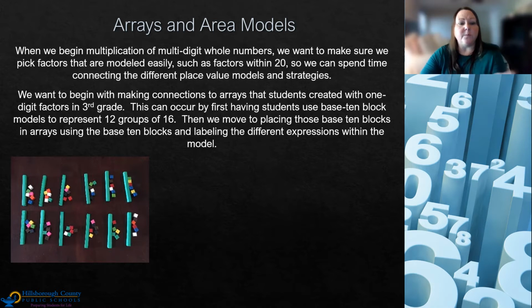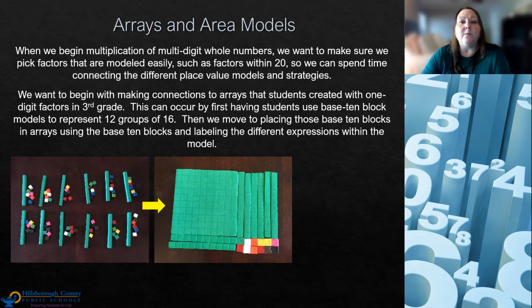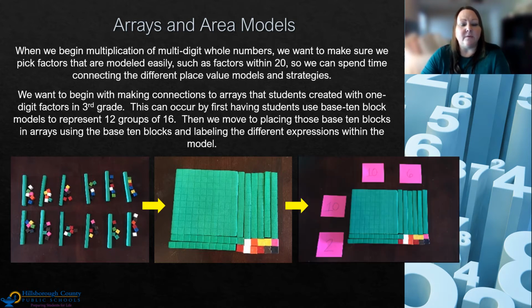So first we might start with 12 groups of 16, like you did with your initial task. We might want to go ahead and model it with base 10 blocks so they see that equal groups model. Then we're moving into actually taking those groups and placing them in arrays so we can make a connection right there between the equal groups model and an array. And then we're taking off of that and now we're putting numbers to it and including those factors that go with it.